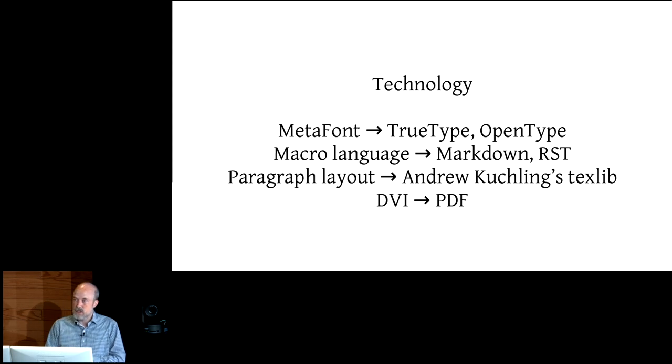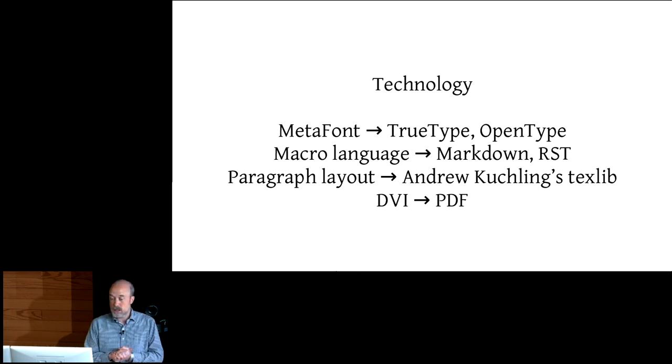We now have technologies that largely replace all the things Donald Knuth had to invent on his own. We now have TrueType and OpenType. We don't have to invent the idea of vector fonts. Instead of a macro language, there are many ways to represent paragraphs and headings in plain text. I didn't even need to implement paragraph layout. Andrew Kuchling translated that boxes and glue algorithm into Python long ago and called it texlib. And we don't need to use TeX's custom DVI output format. PDFs are now the industry standard.